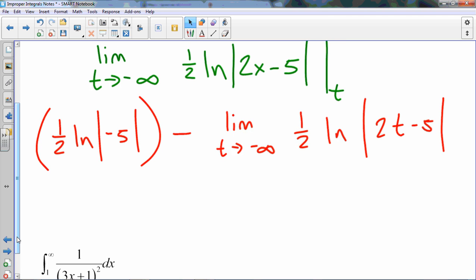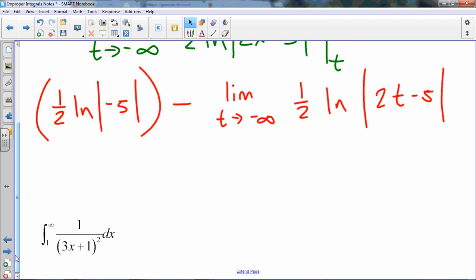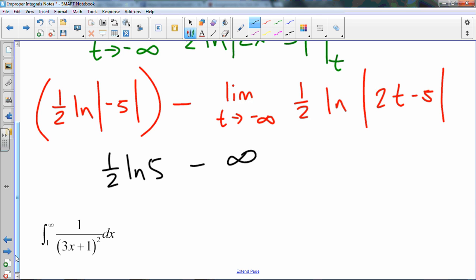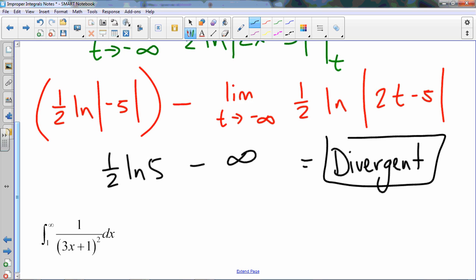So this little guy needs to go further out of the way. The first piece was a 1/2 natural log of 5, but we're going to subtract off an infinity. So is 1/2 the natural log of 5 minus infinity a finite answer or an infinite answer? It is definitely infinite, so what we say is that our integral is divergent. It certainly does not approach a finite area. So that's the answer to that one.